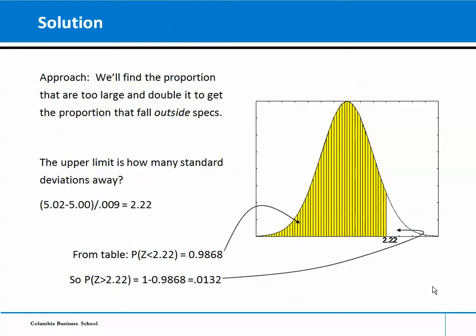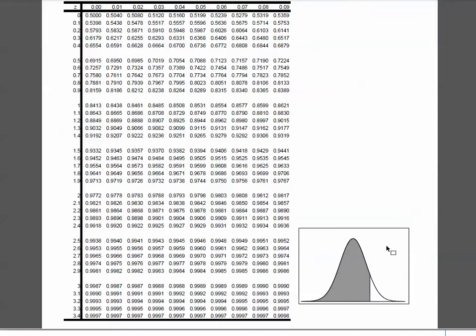So our objective is to find what fraction of a normal distribution lies within plus or minus 2.22 standard deviations of the mean. The approach we'll take is to find the proportion of parts that are too large. That's going to be the unshaded region here, and the proportion that are too low. Well, we found that this is 2.22 standard deviations above the mean. We need to know what fraction of parts are below that, so we need to know what fraction of the normal distribution is below 2.22. So we go over to the normal table and we look at 2.22.